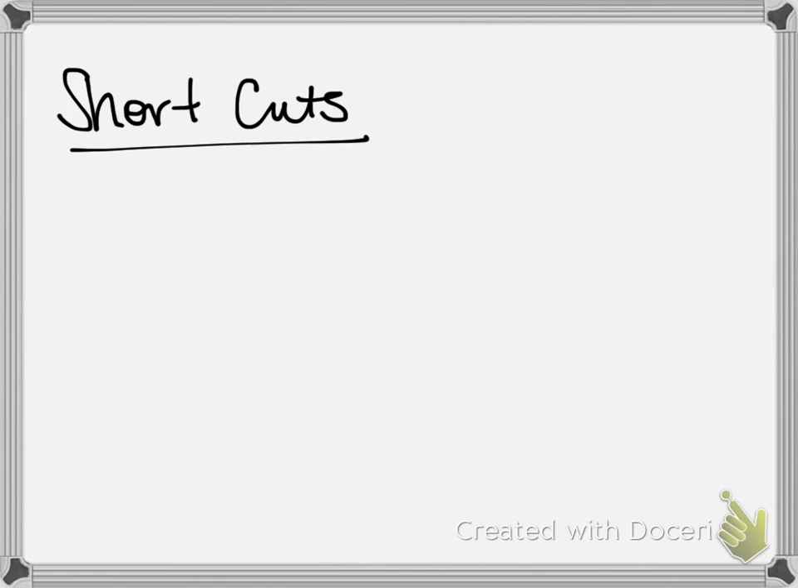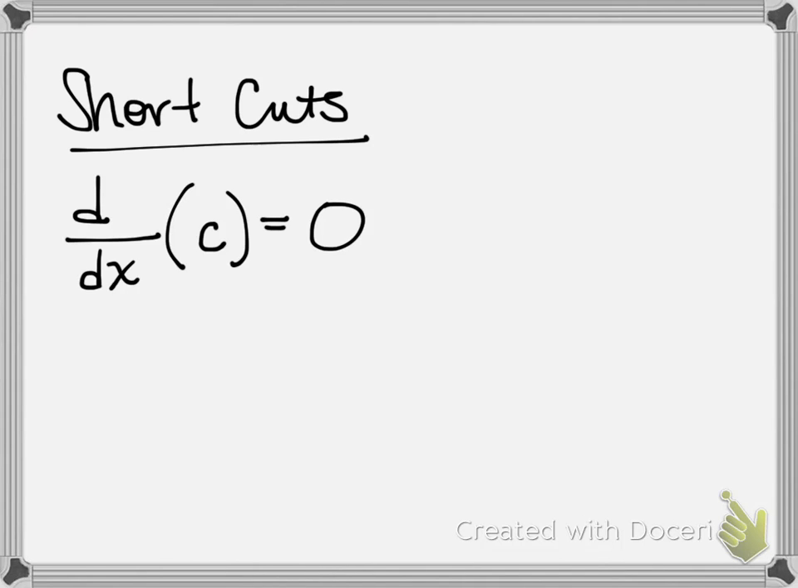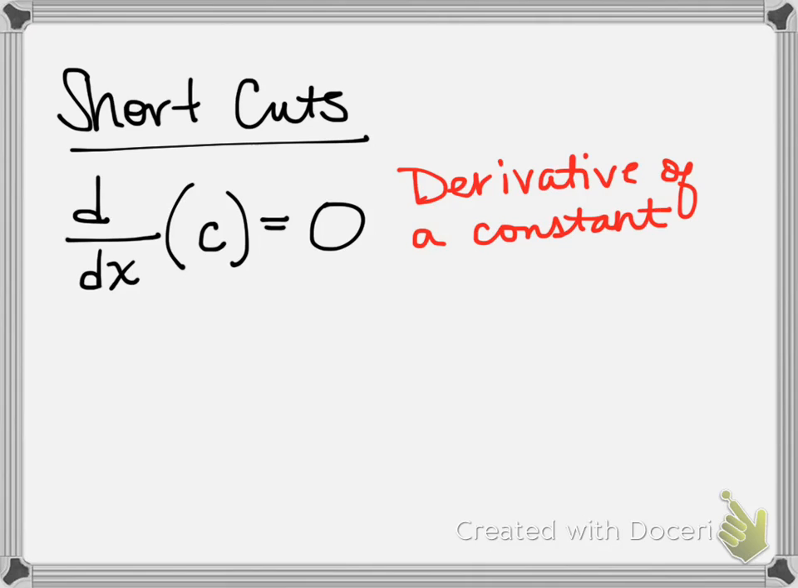So here are our shortcuts. Let's start with the simplest one, the derivative of c, where c is a constant. The derivative of any constant is 0. So this is our derivative of a constant function. Remember, the picture of this is that a constant function's graph is a horizontal line, and the slope of every horizontal line is 0.